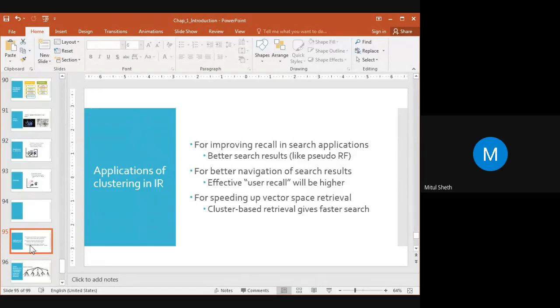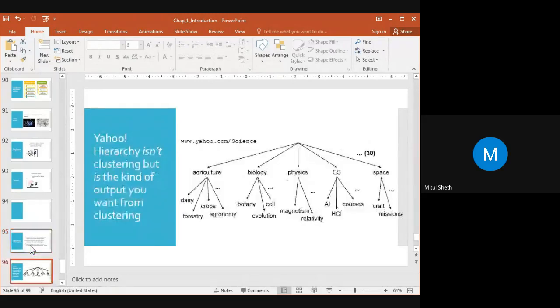How can we use clustering in IR? Yahoo uses this type of clustering method. All your pages, you can define into a tree structure or hierarchy structure. Suppose you have a page or document related to crops or dairy. Document means it can be anything, video, audio, or whatever. Then you can combine them in one cluster, and the cluster is known as agriculture. Then if something is biology related, you can combine all the docs in one cluster known as biology, and so on.